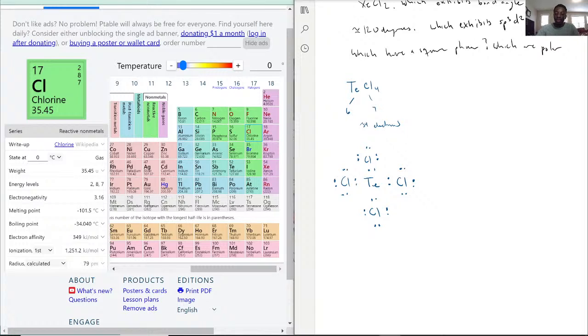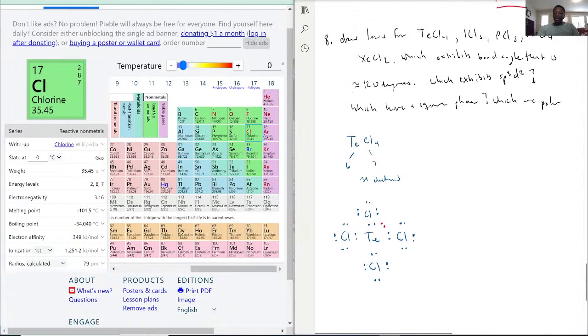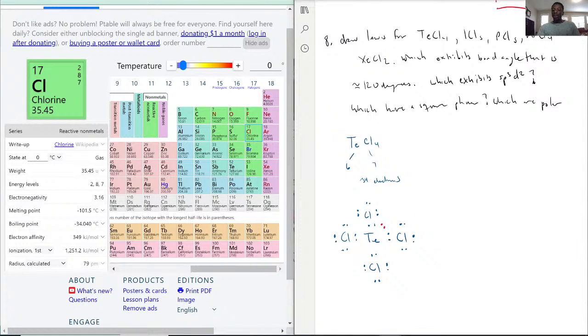So now tellurium is so far only sharing 4 of its 6, so it's going to have 5, 6 right there. So tellurium actually technically has 5 things bonded to it. Whew. So that's for tellurium. We're going to stop there because we're going to draw everything else before we get into the electron geometry of each one.